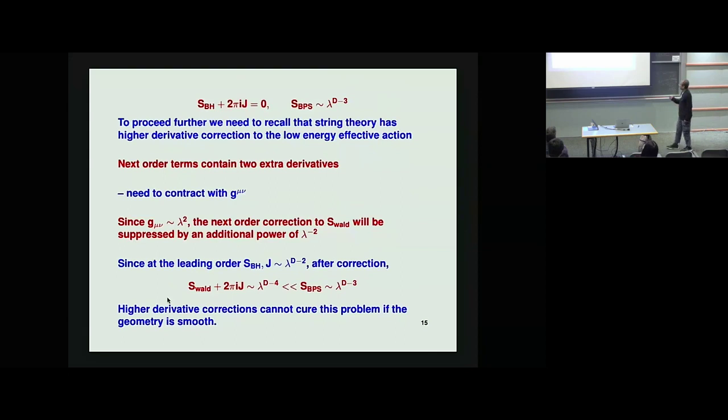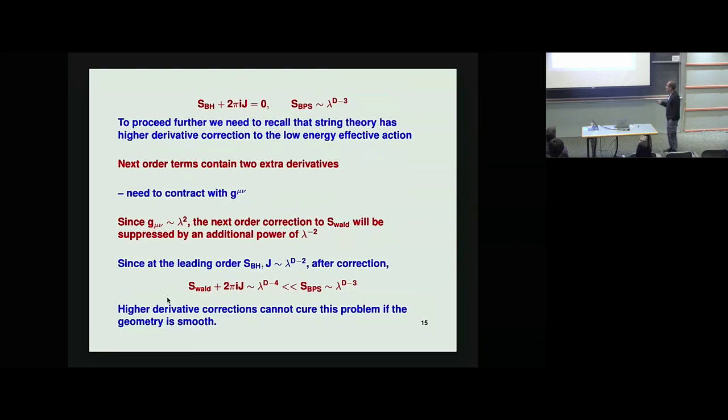So let's look at the next order term. What is the effect of the higher derivative correction? The next order term contains 2 extra derivatives, because you go from 2 derivative to 4 derivative. And these 2 extra derivatives will contract with the G with upper index mu nu. Because the metric scales as lambda square, G with 2 upper indices will go as 1 over lambda square. So the next order correction to the world entropy will be suppressed by an additional power of 1 over lambda square.